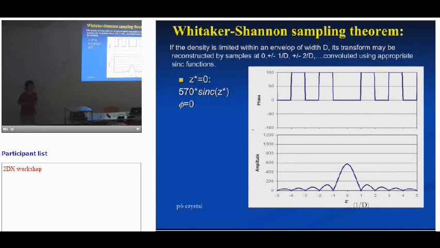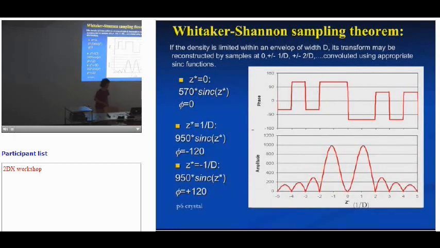I'm going to try to illustrate that point here. So here we have a sinc function of a certain known width, and I end up with a sinc function at z star equal to 0. At the 0 point, we know that it has an amplitude of 570 and a phase of 0. This is just an example I came up with.